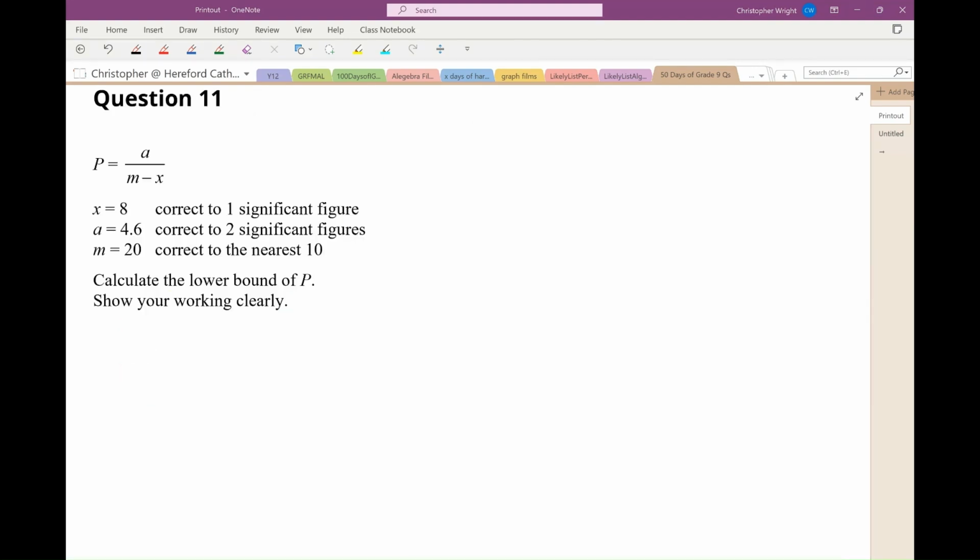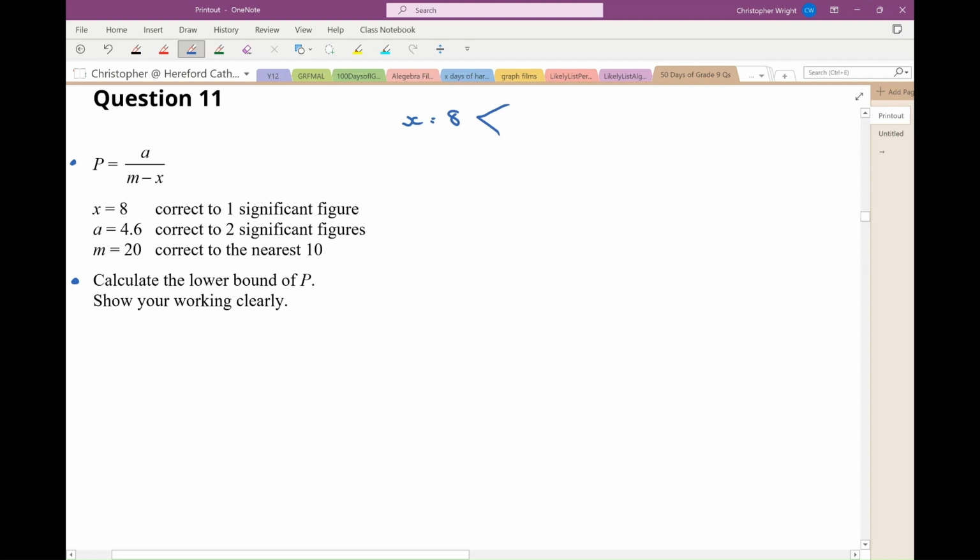Question 11. Okay, looks like a question on bounds here. I'm given a formula for p, and I'm asked to calculate the lower bound of p. Well, let's worry about that in a second. Let's write down the upper and the lower bound of each of my variables here.